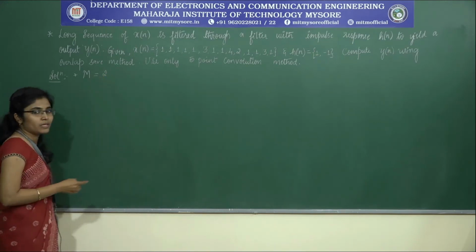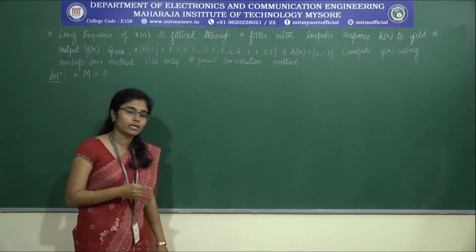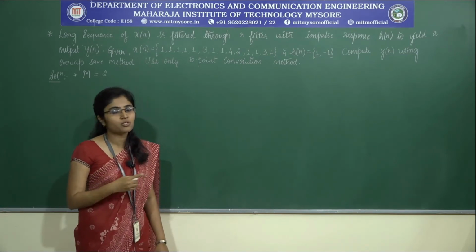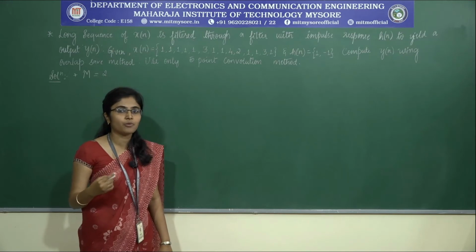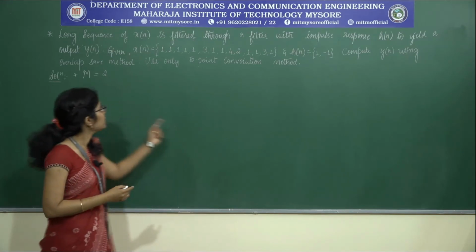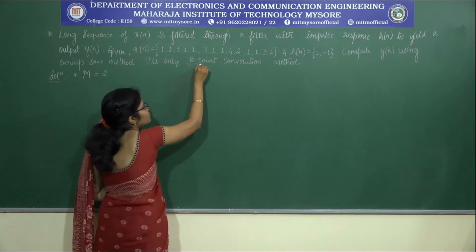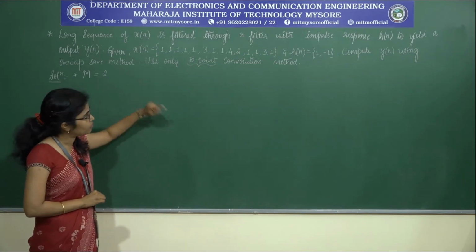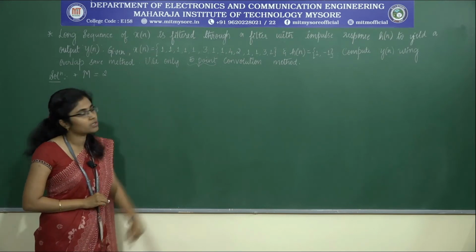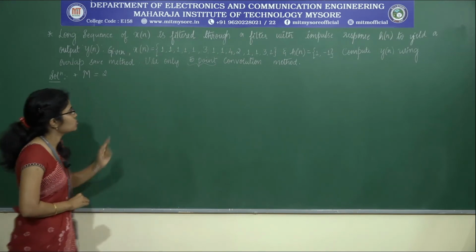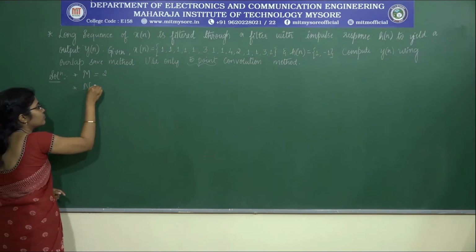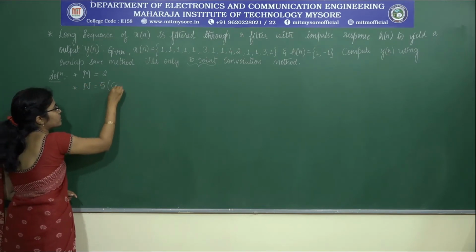Now in the next step we were trying to find N with the help of the formula 2 power m. So in this problem there is no need to find N with the help of the formula 2 power m. Why? They have directly told us to use the 5-point circular convolution method. Okay. So directly write down from the data N is equal to 5. So it is given.